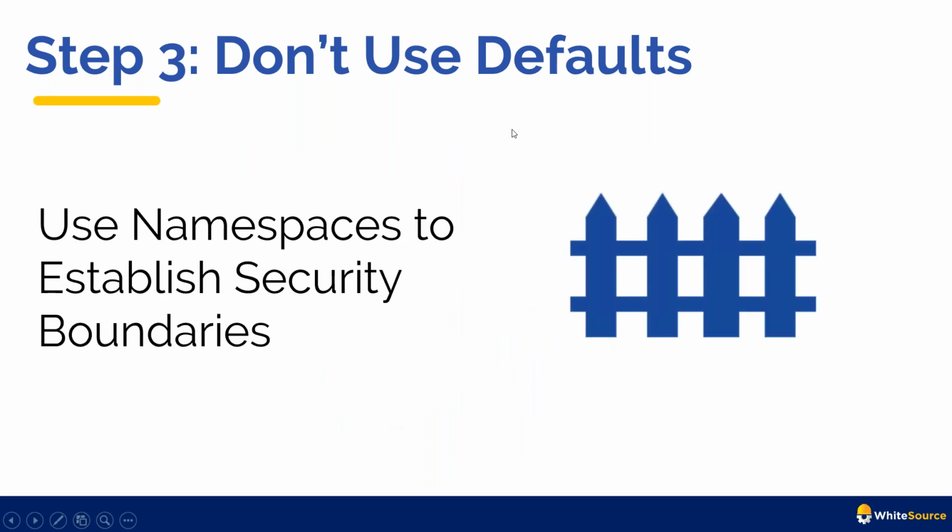The next one is use namespaces or some sort of security boundaries. This means that in terms of network isolation, namespaces are isolated from each other at the network level. In terms of RBAC, also at the user level. So for example, a container from a specific namespace sometimes cannot access a container from another namespace. So it's very important to have specific security boundaries.